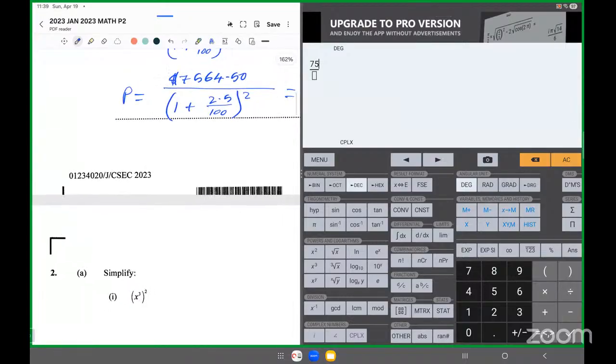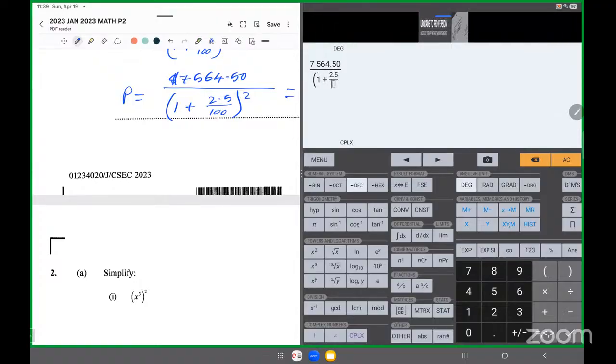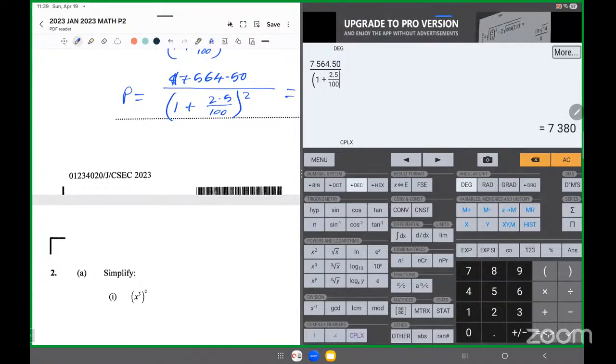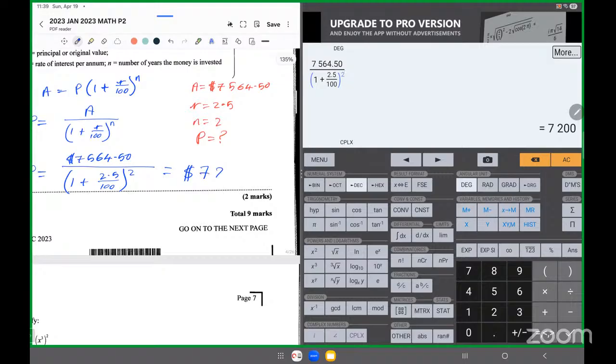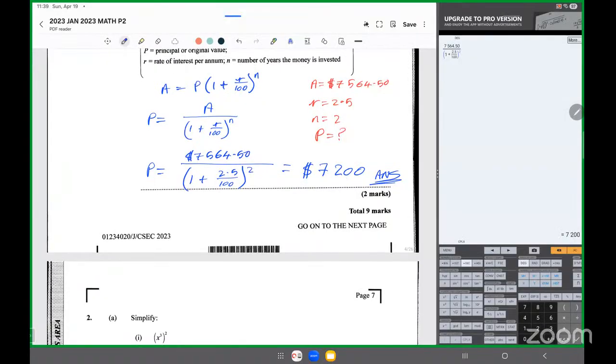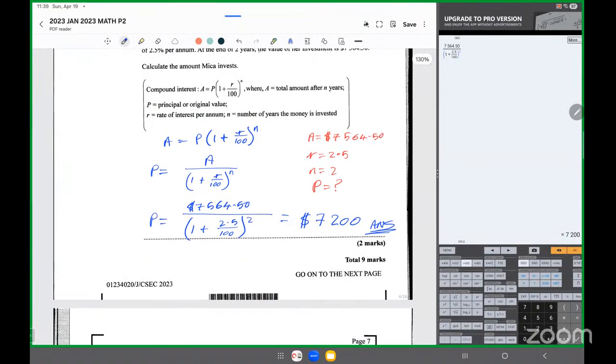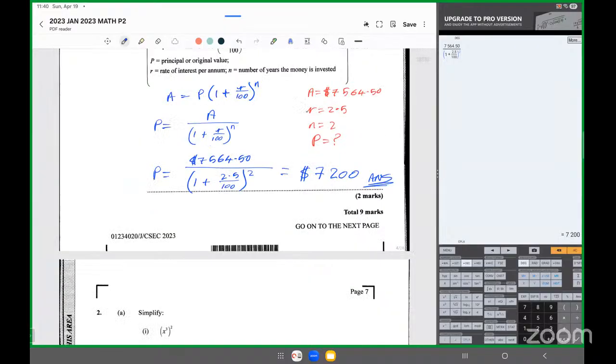7564.50 over bracket 1 plus fraction 2.5 over 100, those brackets, raise that to the power 2, so you square it. That's $7,200. $7,200 is the amount invested. Simple as that. That's the answer. You should get 9 marks on that question. It's very easy. Anything you didn't get right, you need to go and redo it. All right, let's continue. Next question.